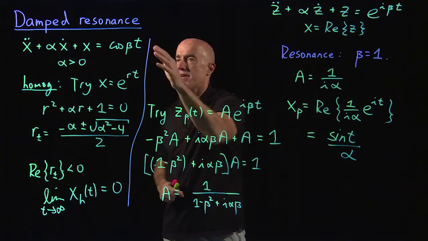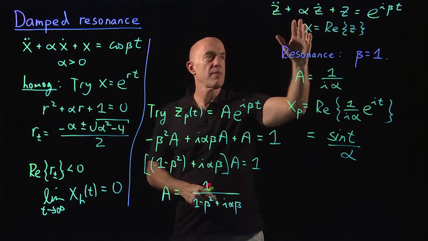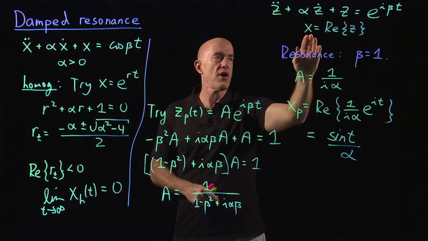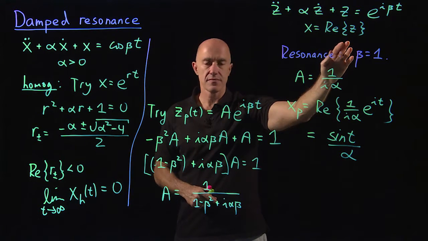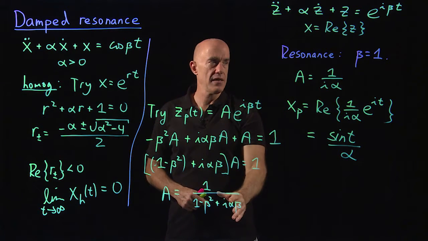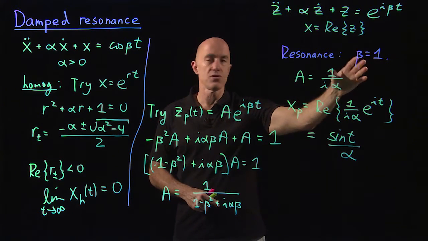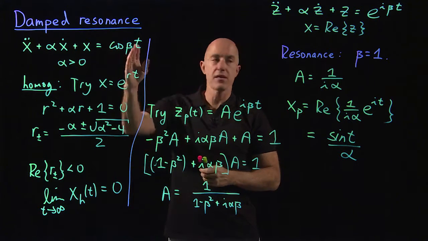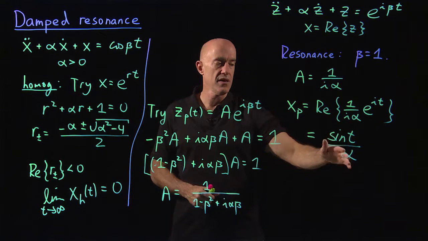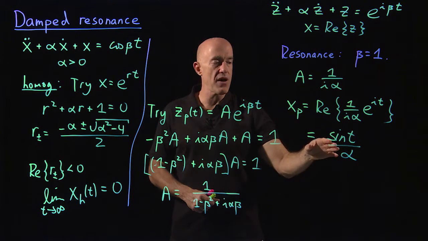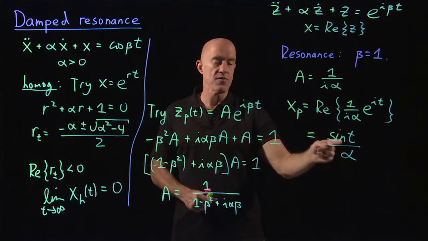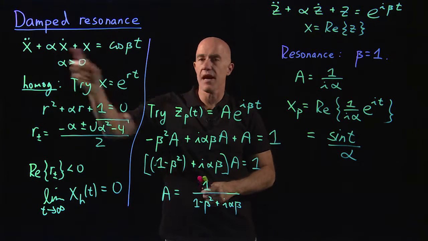We can find the particular solution most easily by converting to a complex differential equation where x will be the real part of z. We make our ansatz here. We solve for a, and then we consider what is the solution at resonance, so beta equal to 1. And we get the particular solution is sine t over alpha. Pi over 2 out of phase with the force and with an amplitude that is inversely proportional to the damping coefficient.